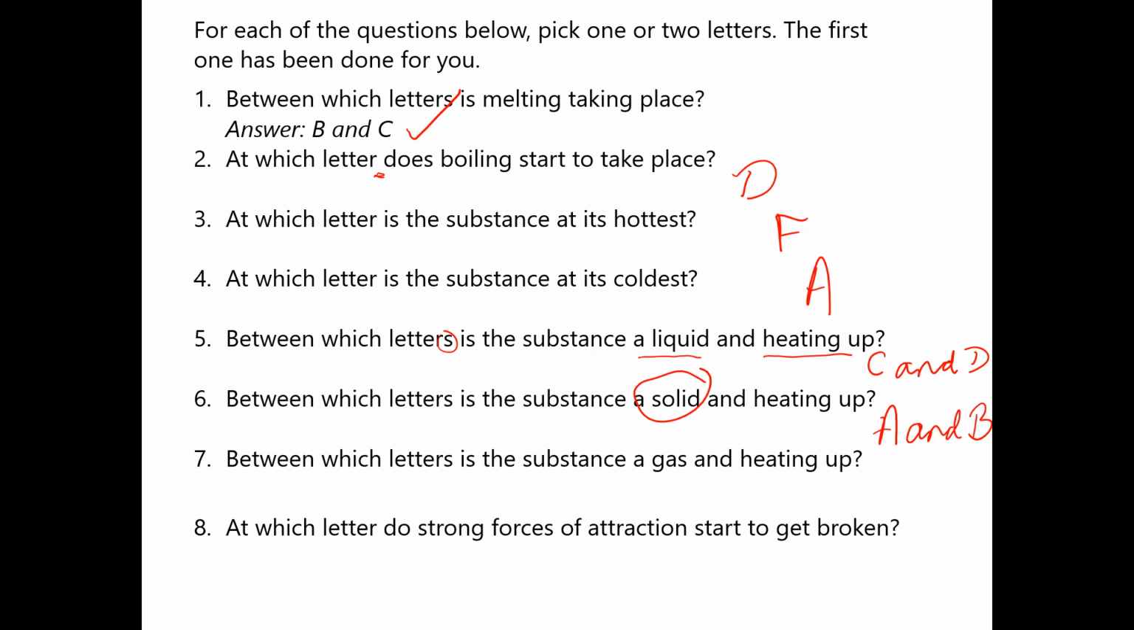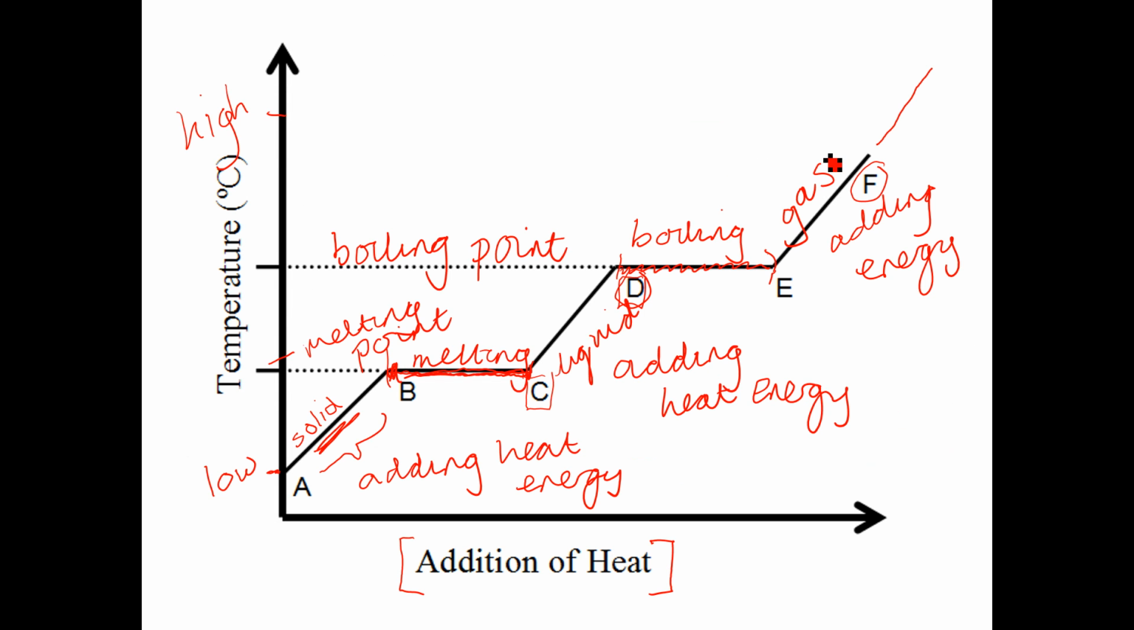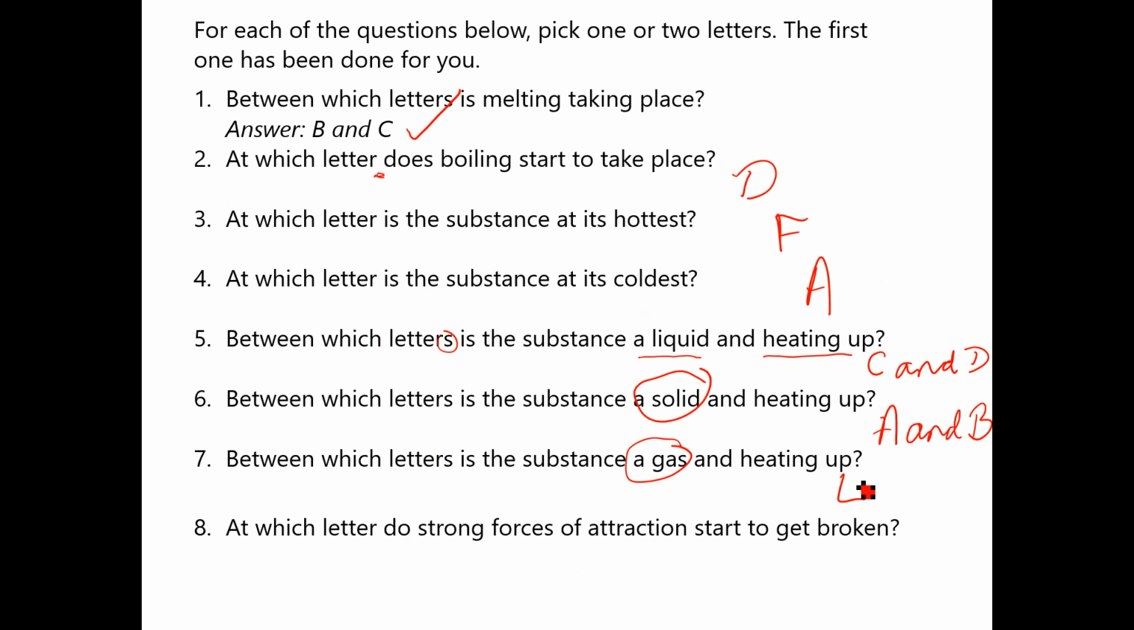And now, between which letters is a substance a gas and heating up? Gas and heating up. Right, up here we have our gas and it's getting warmer. We're adding energy. The temperature is increasing. So here's our temperature scale increasing. So between E and F. Fantastic. Between E and F.